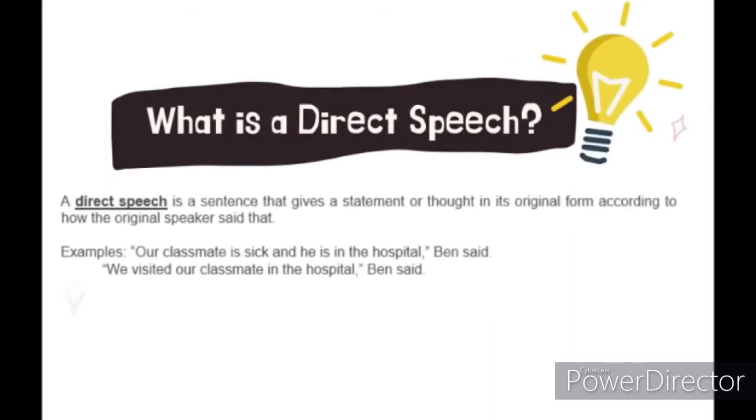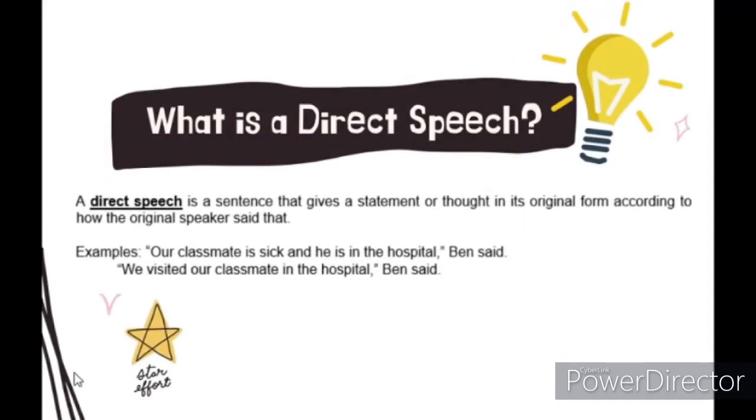The first type of speech is a direct speech. What is a direct speech? A direct speech is a sentence that gives a statement or thought in its original form, according to how the original speaker said that. For example, "Our classmate is sick and he is in the hospital," Ben said. As you can see, in direct speech, we quote the exact words that were spoken. We put quotation marks around what was said and add a speech tag, such as he said or she asked, or the name of the speaker.